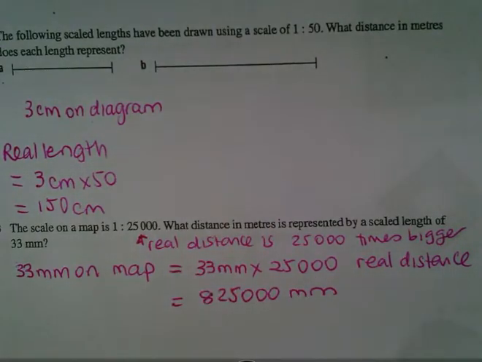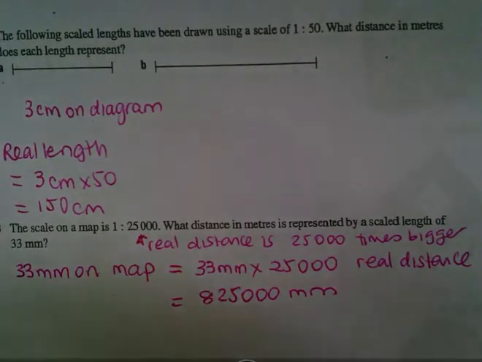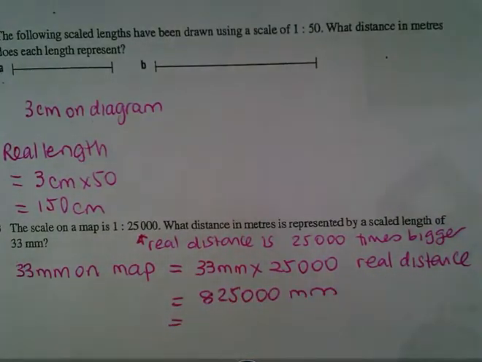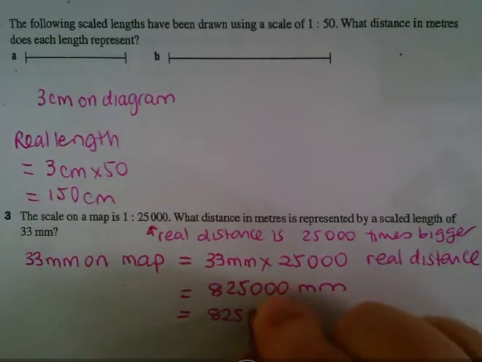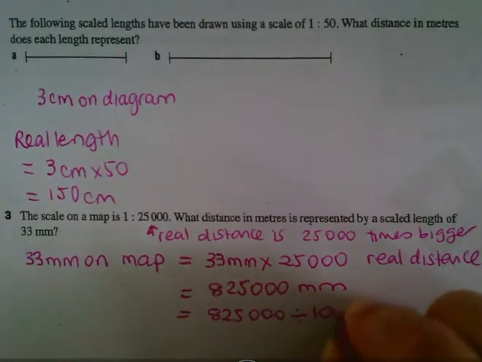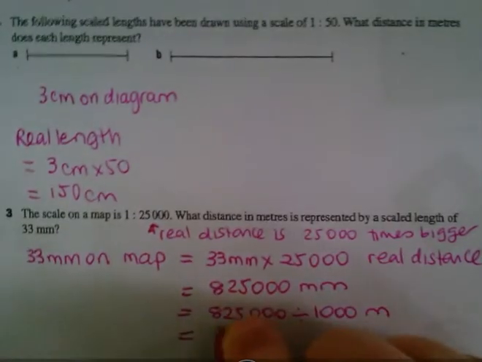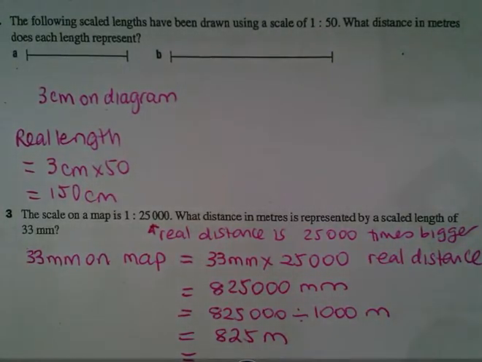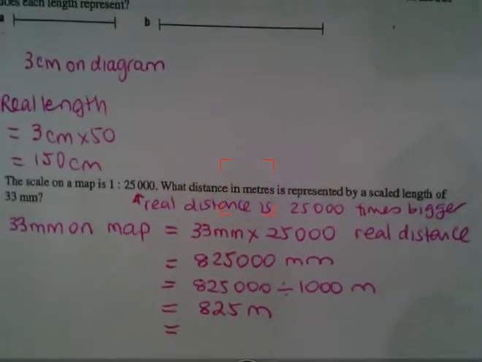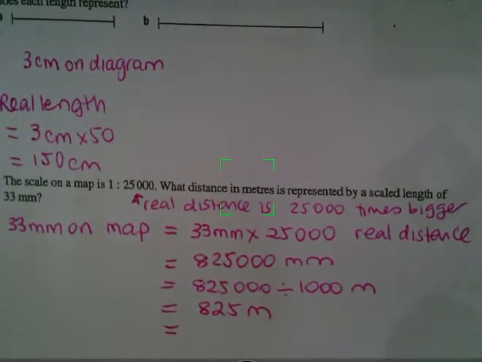So, girls, no one goes around saying that measurement is 825,000 millimeters. Let's make it into something common sense. Meters. How many millimeters in a meter? Divide by 1,000 to get it into meters. So it's 825 meters. And you know what? I know they want the answer in meters, but can you make it into kilometers for me? You divide by 1,000 again?